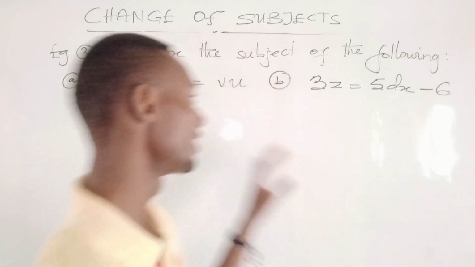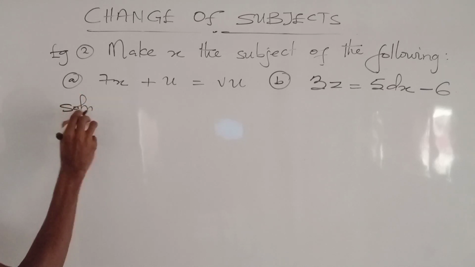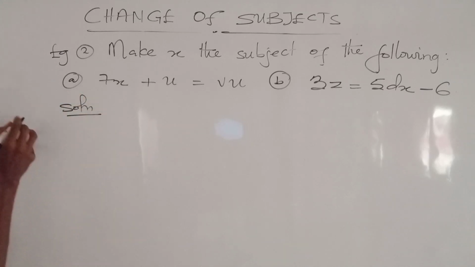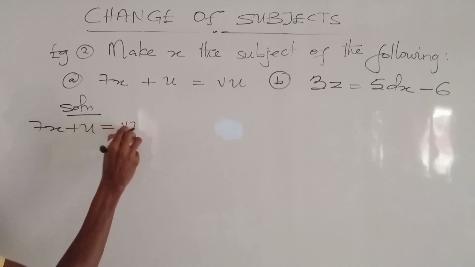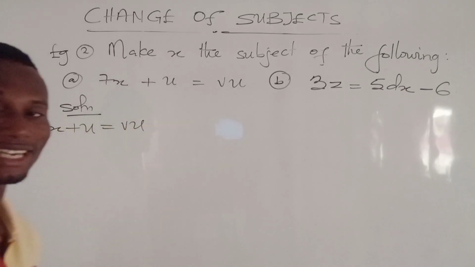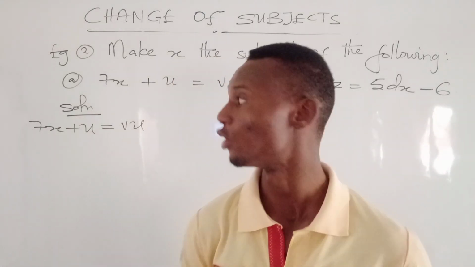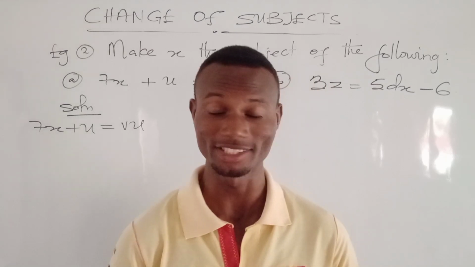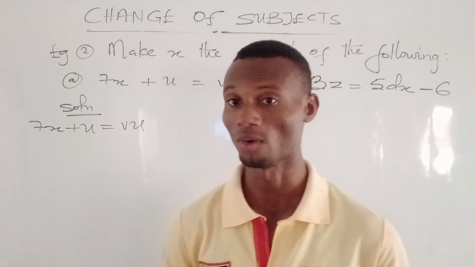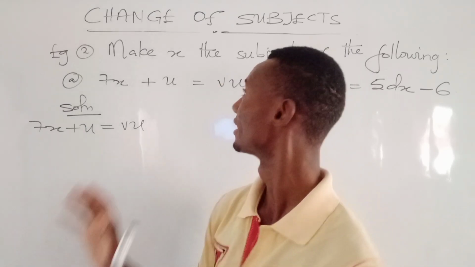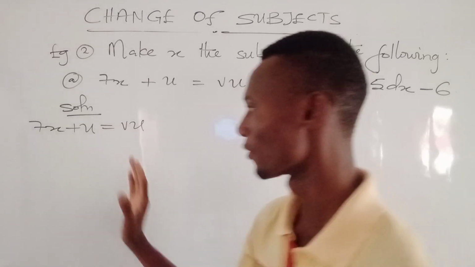So now let's start with the A. Let me write down my solution and let's do it together. So I have 7S plus U equals VU. We are to make S the subject in this equation. It means that we are to make S stand alone. So everything that is attached to S, we are going to move it away so that S can stand alone in the equation. And that is making S the subject in this equation. I hope the explanation is clear enough. So let's go ahead.